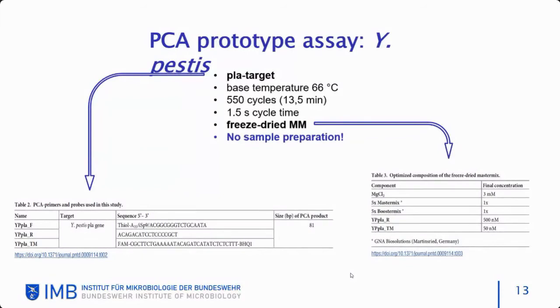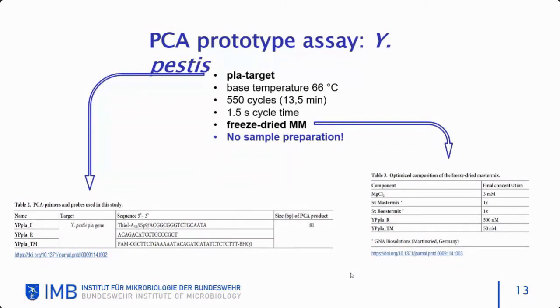From the very beginning, we tried to optimize everything for field use and really under resource-limiting conditions, such as, for example, limited cooling capacity. So we designed and only used freeze-dried master mixes, which can be kept at room temperature, or temperatures up to 40, 50 degrees without any kind of degradation.